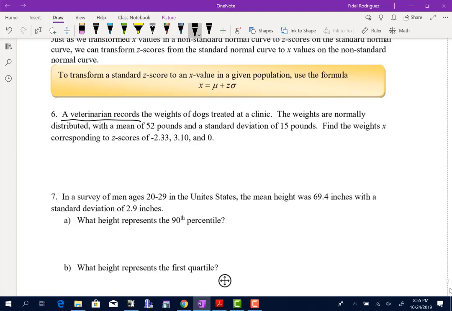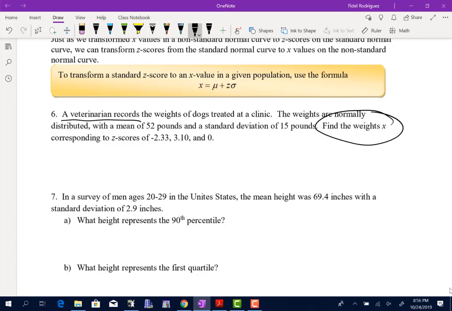It says, we have a vet. The vet has records of dogs, right? The weights are normally distributed with a mean of 52 pounds, standard deviation of 15 pounds. Find the weights x corresponding to the z-scores of negative 2.33, positive 3.10, and 0.